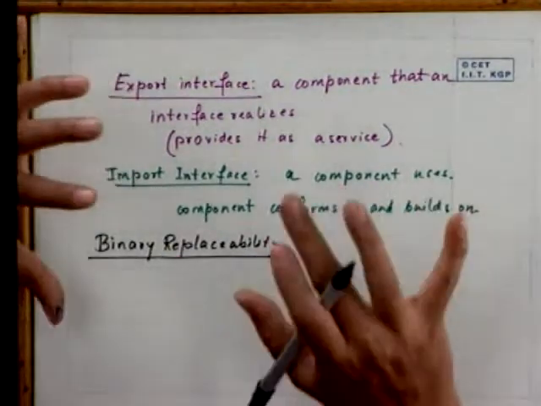So you can create a system out of the components, and since these components realize certain interfaces, you can now remove one of the components and replace it by another component which realizes the same interface. So if you conform to interfaces, you have the advantage of binary replaceability.